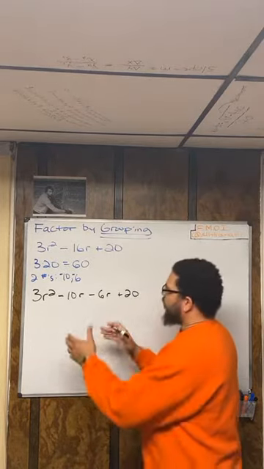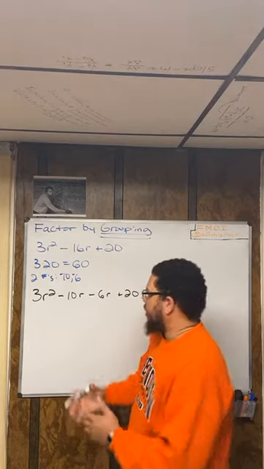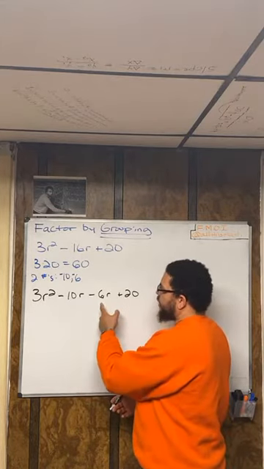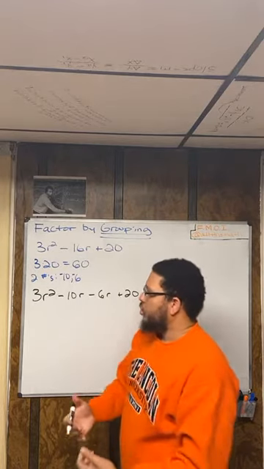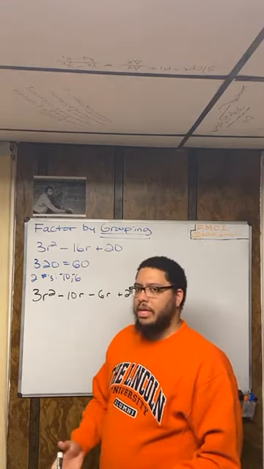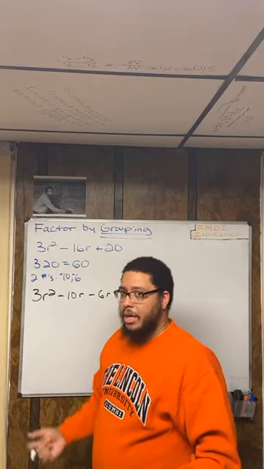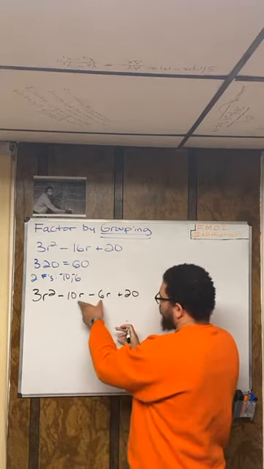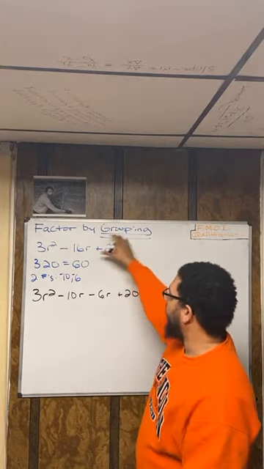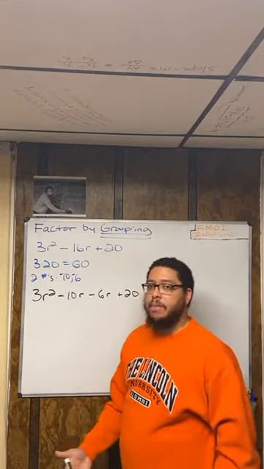And notice how I really didn't change anything. I just expanded it because negative 10r minus 6r is still equal to negative 16r. So this is kind of like doing the reverse of combining like terms. I basically uncombined like terms. So I broke this negative 16r down into these two terms. And whenever we factor by grouping, that's essentially what's going to happen.